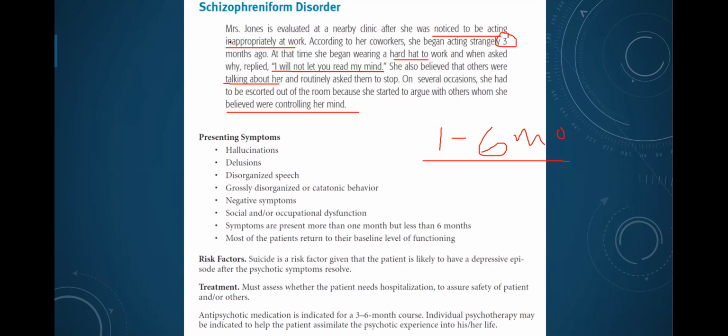All right. So you have got a schizophreniform disorder patient. What you have got, patient acting inappropriately, which is disorganized behavior. Patient started all this strange behavior 3 months ago, and patient is having delusion. So it fulfills the criteria of psychosis, but it's less than 6 months. So it will be schizophreniform disorder. Again, this patient will need antipsychotic medication, usually 3 to 6 months period.